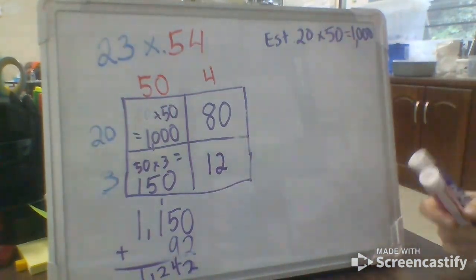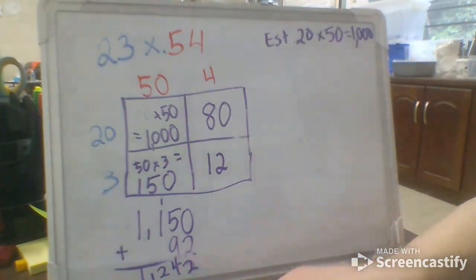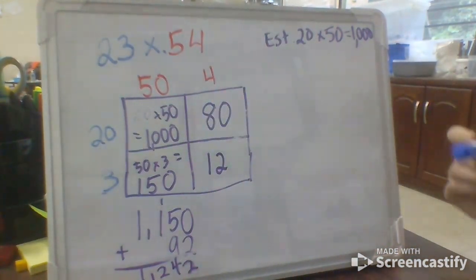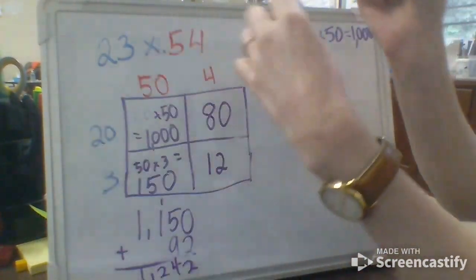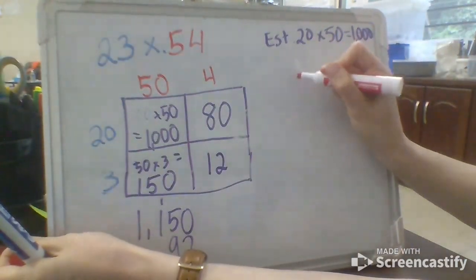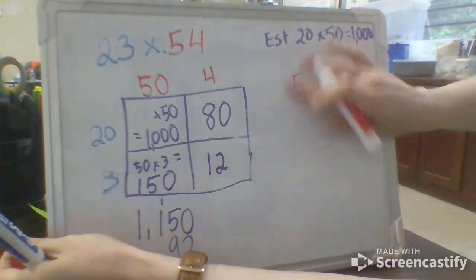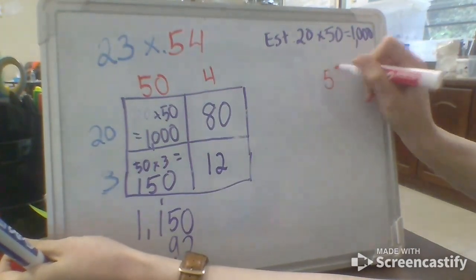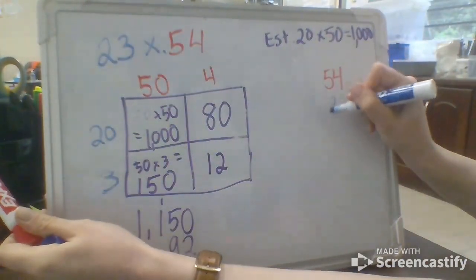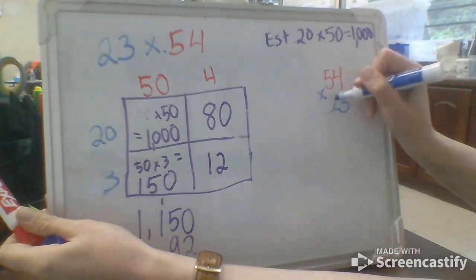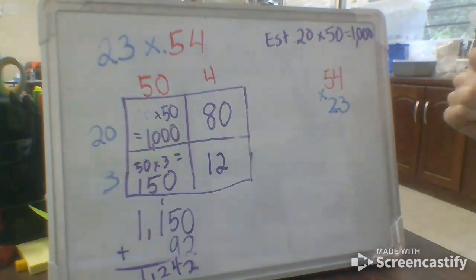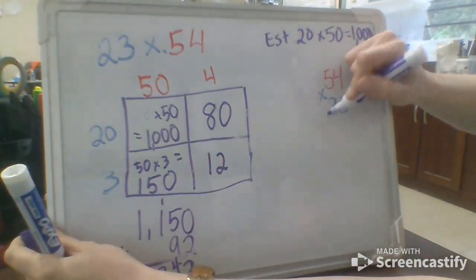Okay, let's see if we have enough time on this video. All right, now partial products without the boxes is going to look a little bit more like traditional multiplication. This is the way that I learned how to do it, and I bet a lot of your parents did too. So to do that, we stack the 54 on top of the 23. I hope you're doing this with me. 54 times 23.